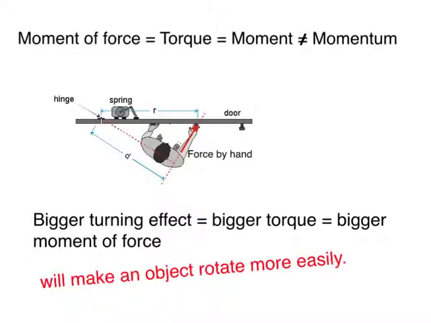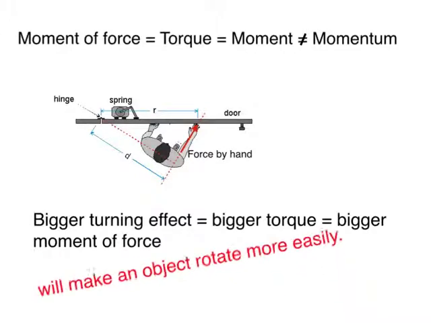Another word for moment of force is torque. In short, we write it as moment. But moment is not equal to momentum. The very important concept is bigger moment implies bigger turning effect and bigger torque, and it will make the object rotate more easily.